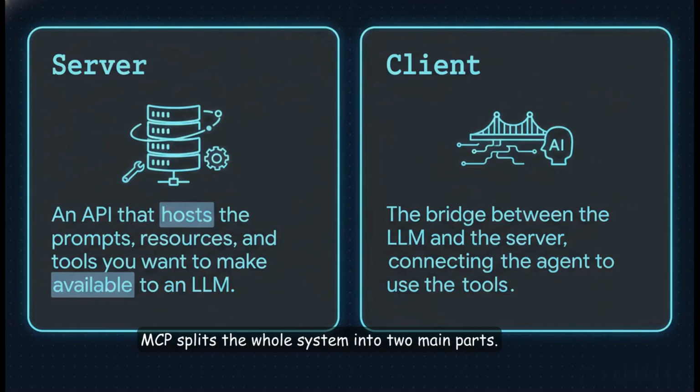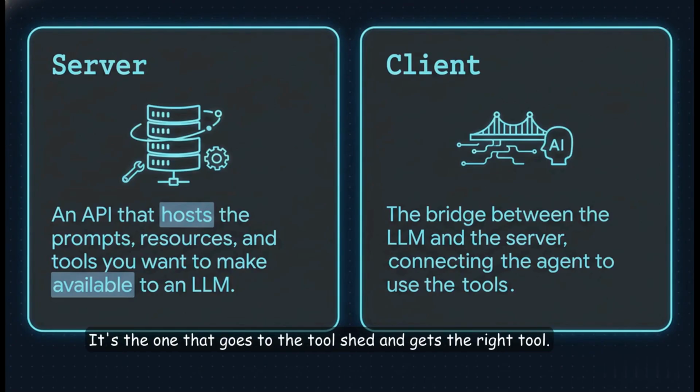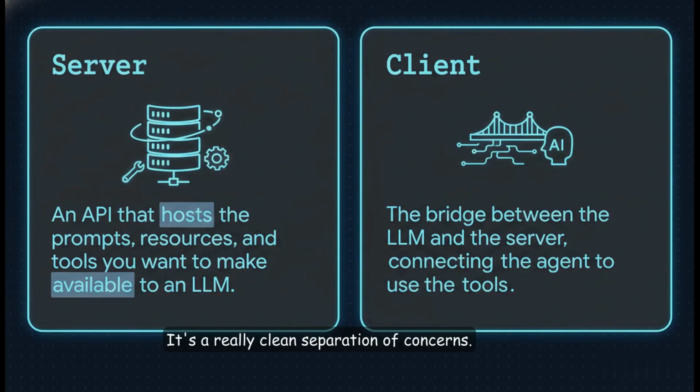Okay, this is where it gets really clever. MCP splits the whole system into two main parts. On one side, you have the MCP server. This is where your tools live. It's the thing that exposes your database connection or your API access, whatever. It's the tool shed, you could say. And on the other side, you've got the MCP client. This little guy lives inside your AI application, right next to your agent, and acts as the bridge. It's the one that goes to the tool shed and gets the right tool. It's a really clean separation of concerns.